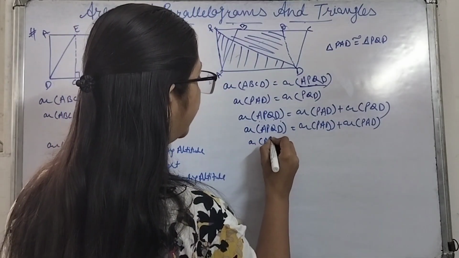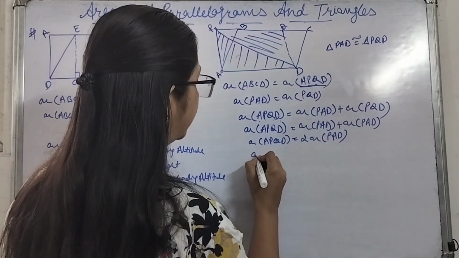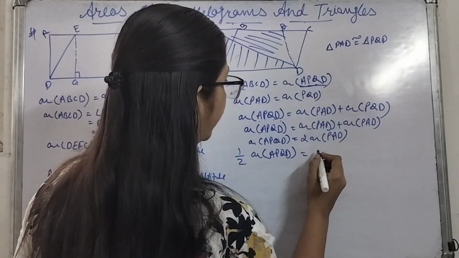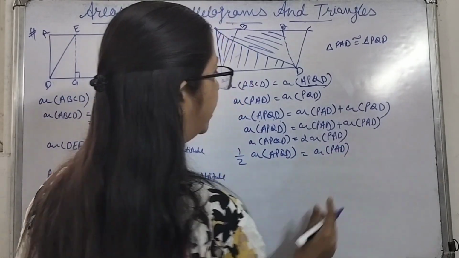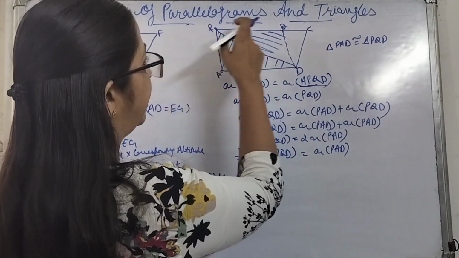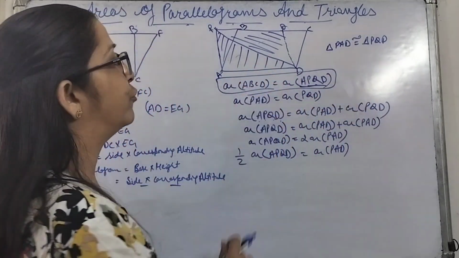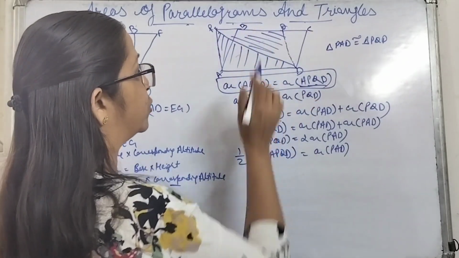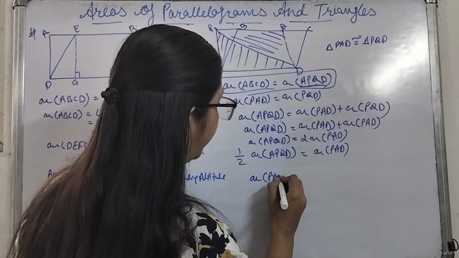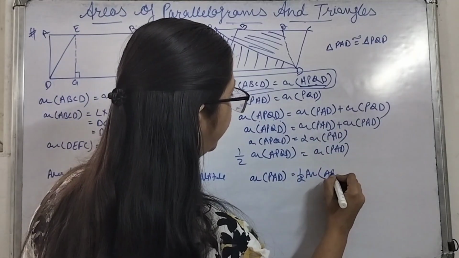So area of APQD is equivalent to 2 times area of PAD, or we can say area of PAD will be half of area of APQD, right? And area of APQD was equivalent to area of ABCD. ABCD was the parallelogram. So we can say area of PAD will be half of area of ABCD.